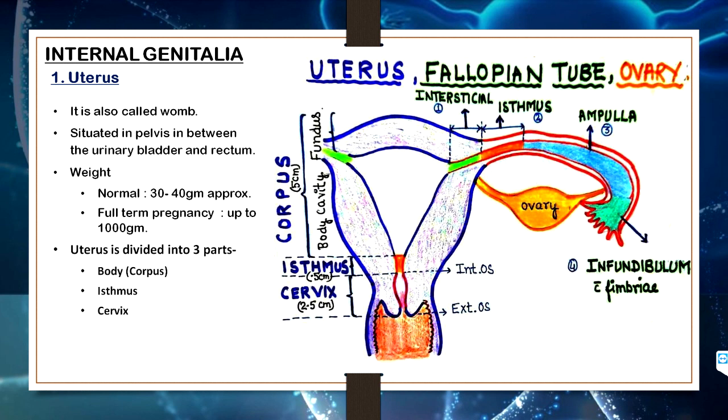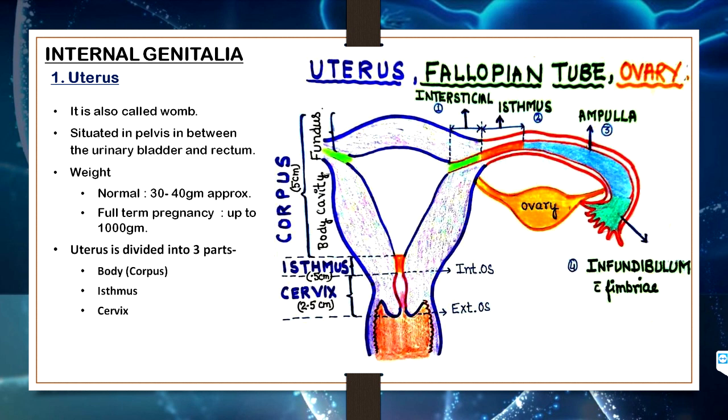Normally the weight of the uterus is 30 to 40 grams, and in some books 50 grams is also written, approximately. But during full term pregnancy, its weight becomes 1000 grams. This is only the weight of the uterus, not the fetus.